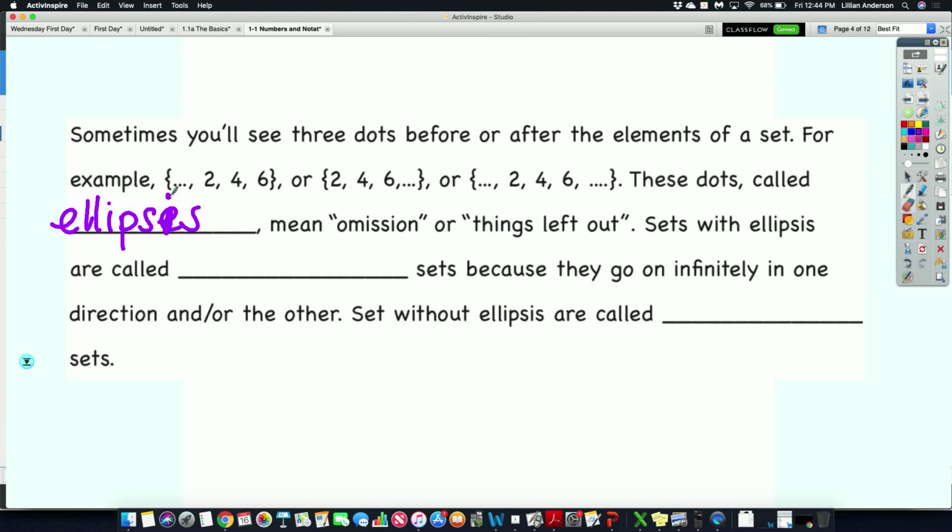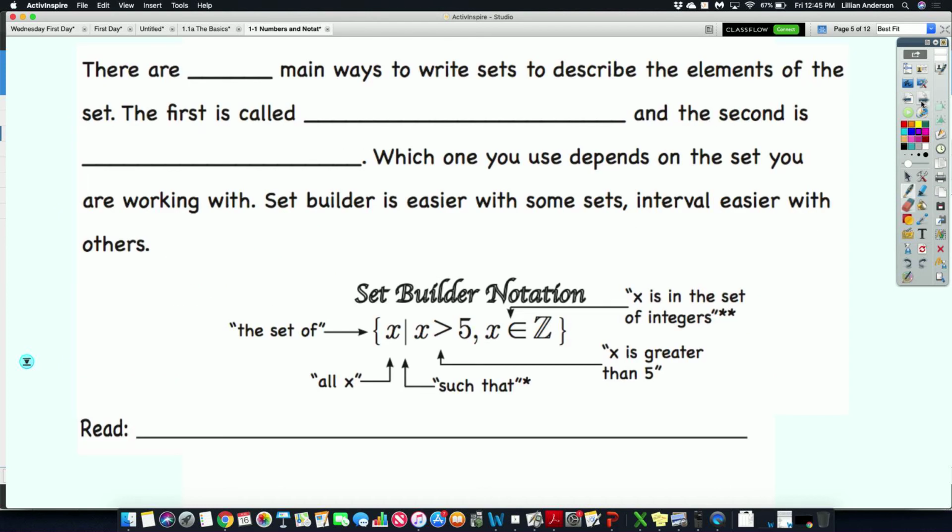Sets with ellipses are called infinite sets because they go on for infinity in one direction or the other. Sets without ellipses are called what types of sets? Finite. Questions? A little bit of vocabulary before we actually get to writing our own sets, defining our own sets.